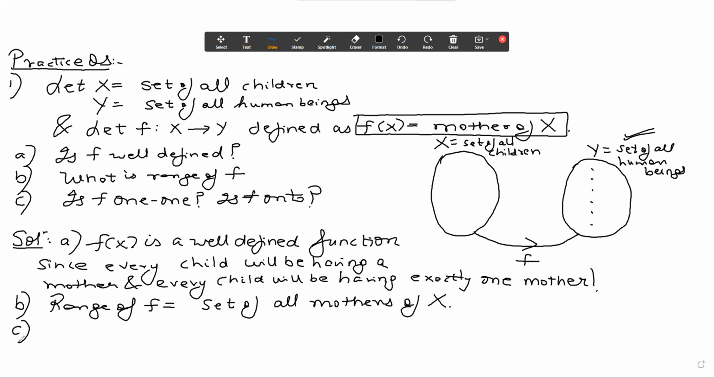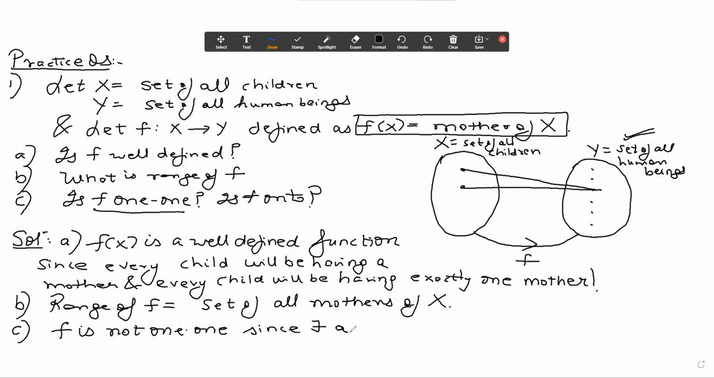Okay. Point C. Is f a one-one function? Guys, is it possible for two children to have the same mother? Very much possible. You can have two children having the same biological mother. So I can say that f is not one-one, since there exists a possibility of two children having the same mother.